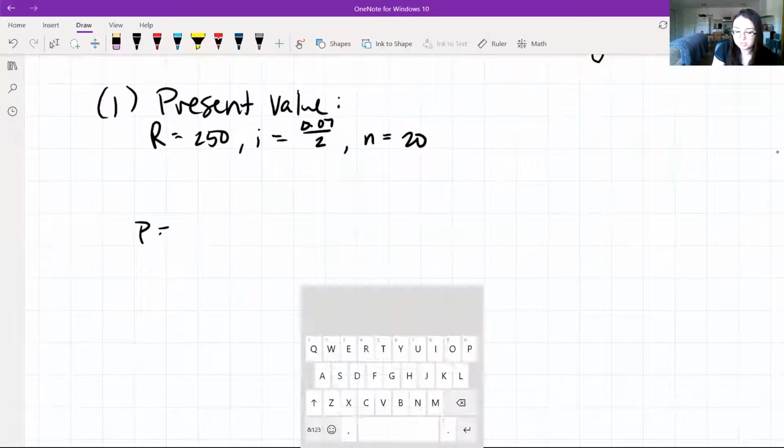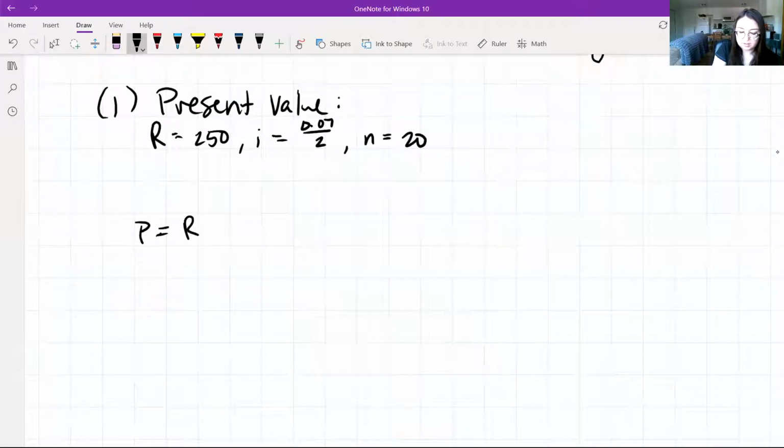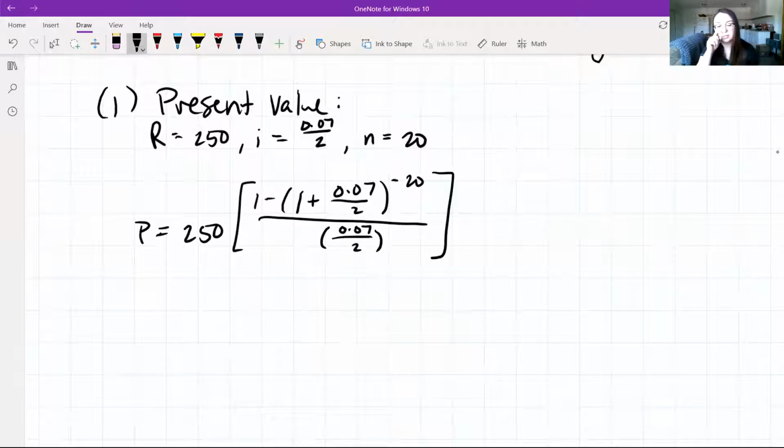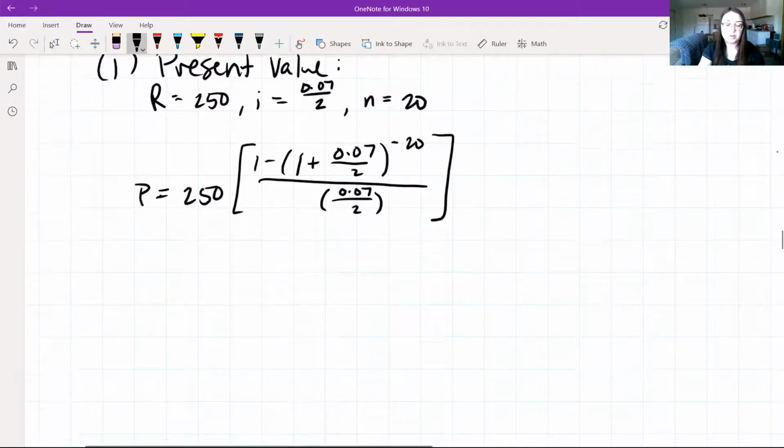So we get P is equal to R, or we already know our equation. So R is 250 times 1 minus, sorry, 1 plus 0.07 divided by 2 to the negative n power, so to the negative 20th power. Then we're going to divide by I, so we have 0.07 divided by 2. All right, so we found our equation.